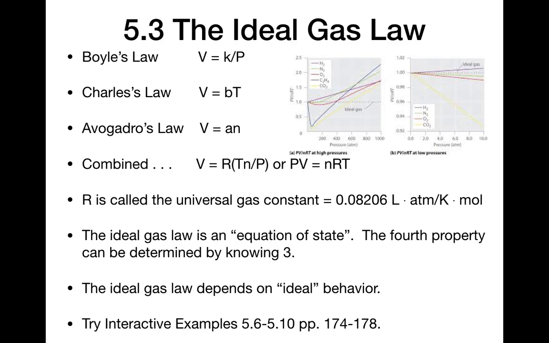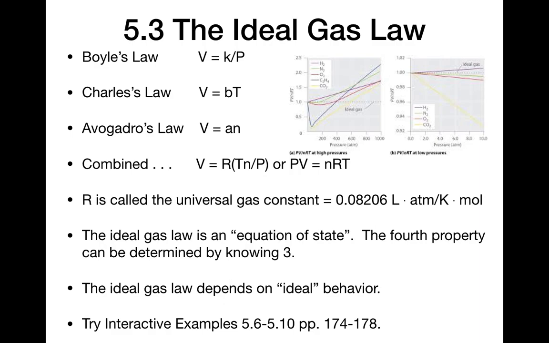Over on the right, we show that there is a variation of PV equals nRT, which at high pressure doesn't really follow PV equals nRT. So this is only for ideal gas. At really high pressures, non-ideal conditions, this equation doesn't work well. R is called the universal gas constant, and its value is 0.08206 liter atmospheres per mole K.